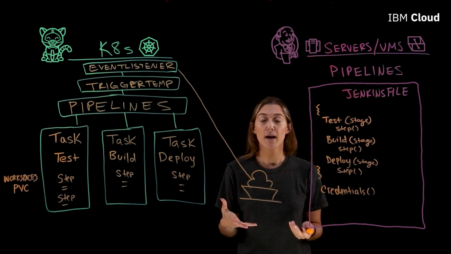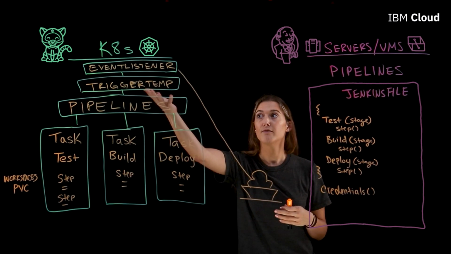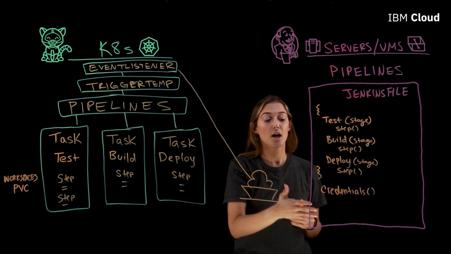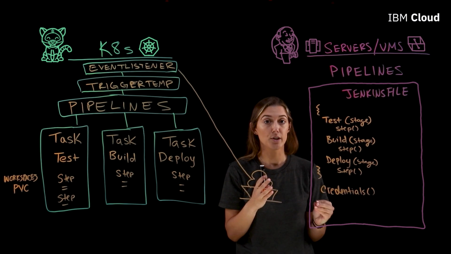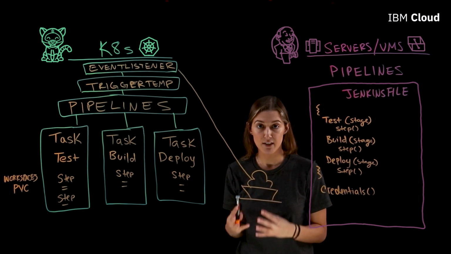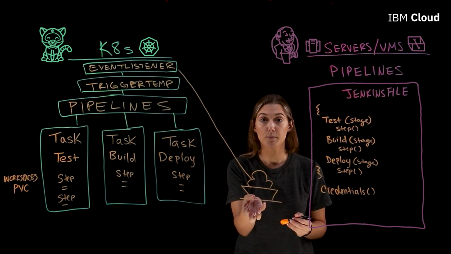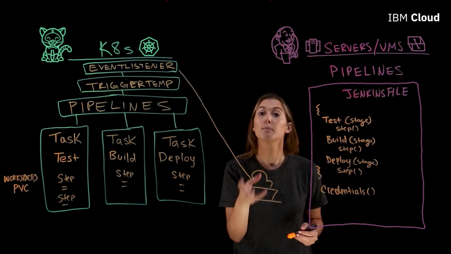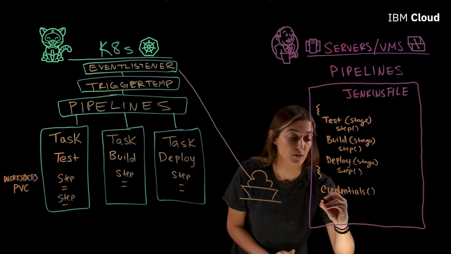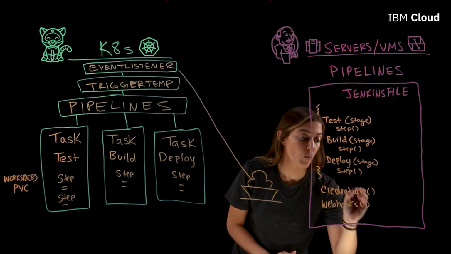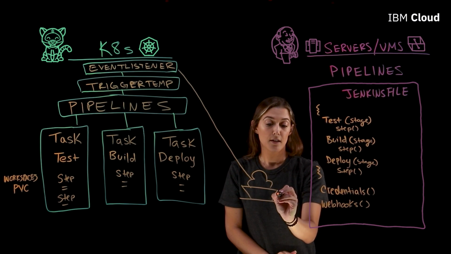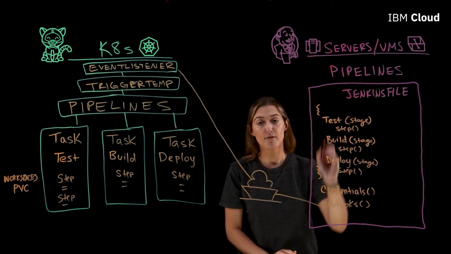For firing off the pipeline, similar to the EventListener in Tekton, there's a concept in here called webhooks, which, very similarly, you would program to listen to specific events. For example, your developer committing code changes or creating a pull request. You'd define it like so, and once that event happens, your webhook would fire off your pipeline.